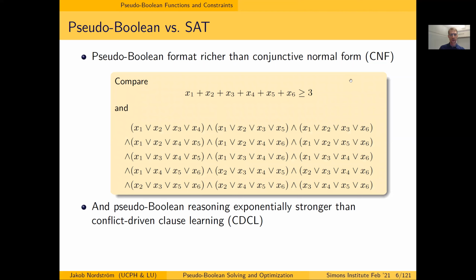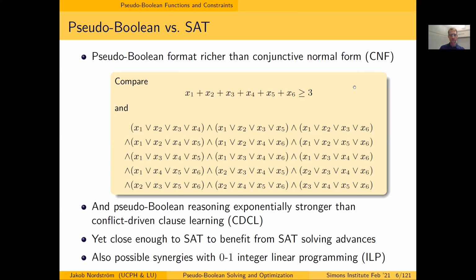And since pseudo-Boolean problems are just another name, in fact, for 0-1 integer linear programs, as we will see, this means that we can also use ideas from 0-1 integer linear programming and try to exploit synergies. And in fact, a lot of what this tutorial is about is how to combine ideas from SAT, from 0-1 integer linear programming, and maybe other areas to construct good solvers.